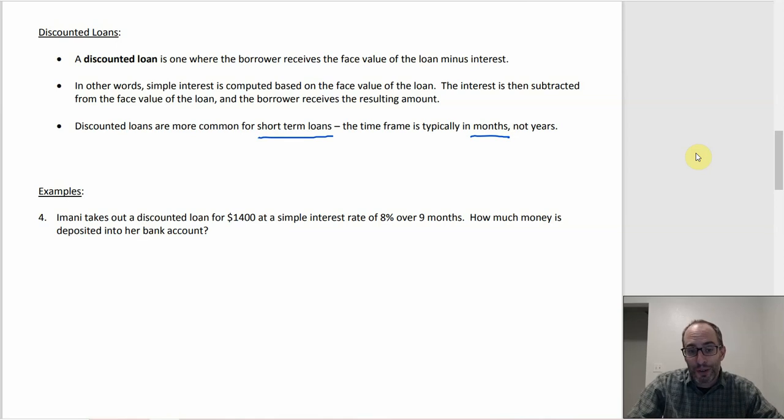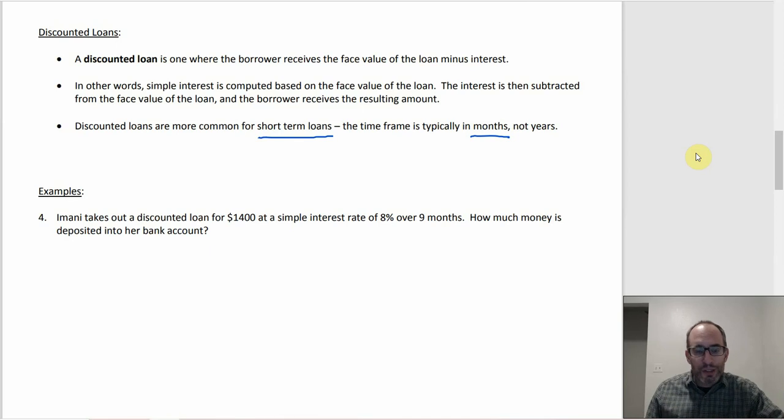We're actually going to have to do it in number 4. So in number 4, it says Imani takes out a discounted loan for $1,400 at a simple interest rate of 8% over 9 months. So remember, for the interest rate, if it doesn't say months, you've got to assume that that's per year. So it's 8% per year. And the time is not set up in years, but we can fix that. So then how much money does she actually get? Because she won't get the full $1,400. She'll get $1,400 minus interest.